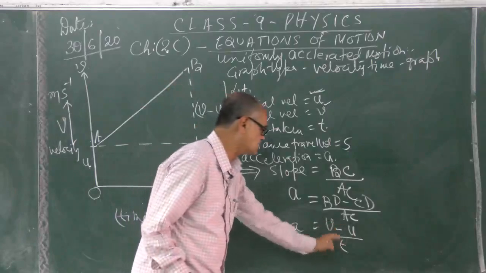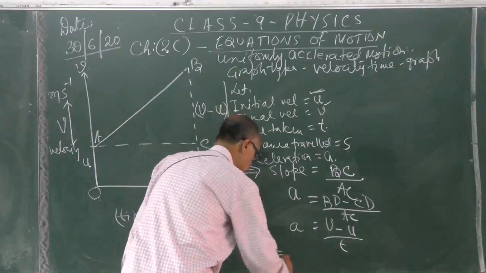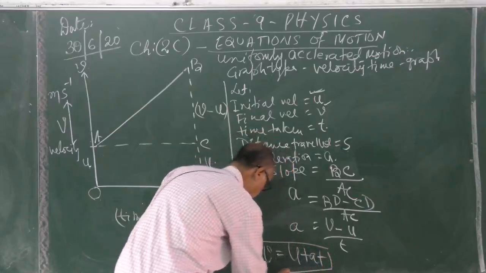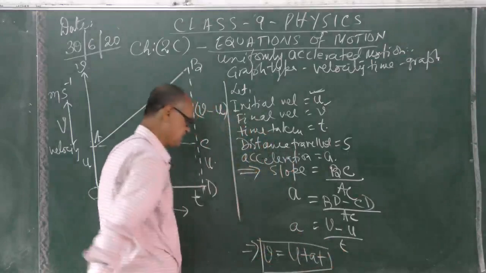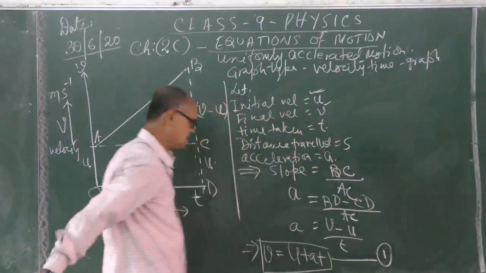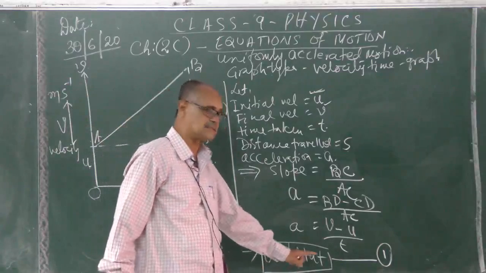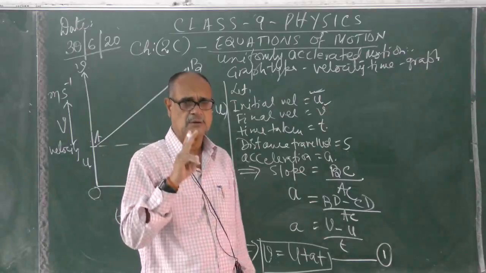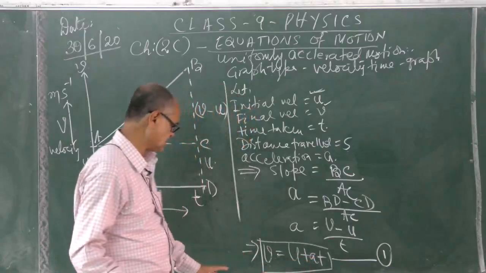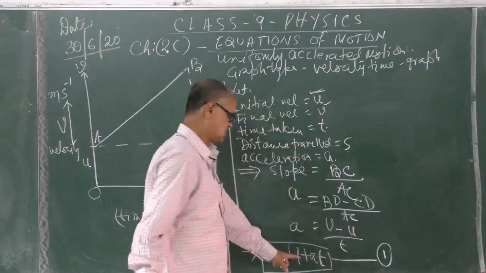Acceleration is V minus U by time, which denotes ultimately that V is equal to U plus AT. That is a very common and very well known formula for us. When you interchange by cross multiplication, you will get this relation. So relation number 1: final velocity is equal to initial velocity plus acceleration produced over the period of time, that is t. So altogether it is V is equal to U plus AT. First relation.